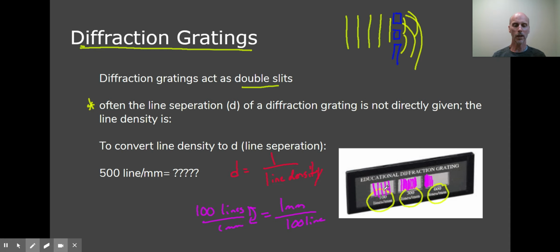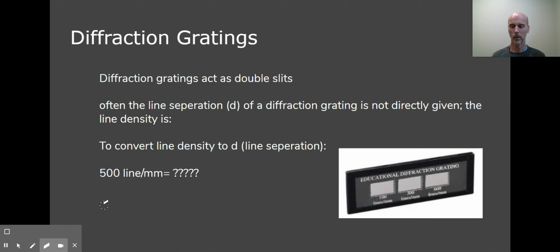It's just putting a bunch of these things in here that in the end behave like double slits. For our purposes, we can convert between line density, lines per millimeter or lines per meter, whatever it happens to be, and we can say, oh, this is 0.01 millimeters between the lines. The d is 0.01 millimeters. So be prepared. Sometimes you're given d, sometimes you're given the line density. You just need to roll with it no matter which one you get.